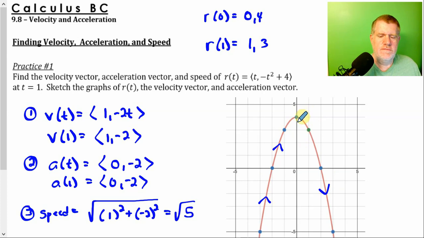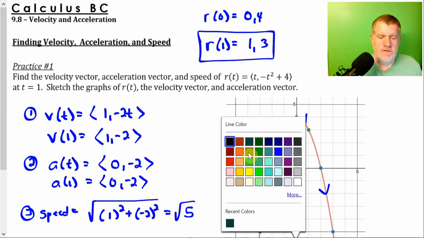Alright, because we know it's going from (0, 4) to (1, 3). Now (1, 3) is important because this is our position at t equals 1. From that point (1, 3), because it's r of 1, I'm going to graph v of 1 and a of 1. Now it's a vector. So if I graph the vector, remember, what color should we make it? Well, we make these a little greenish color there.